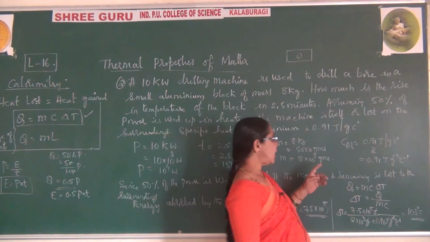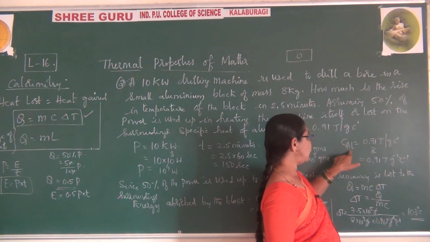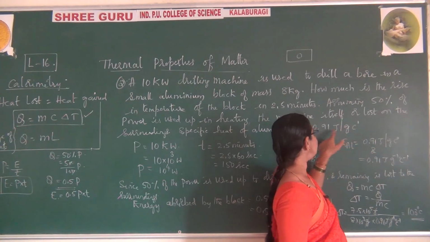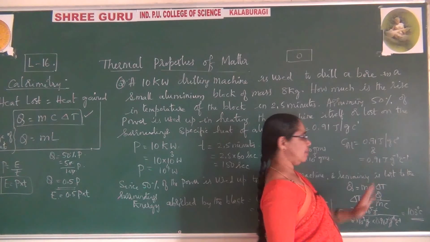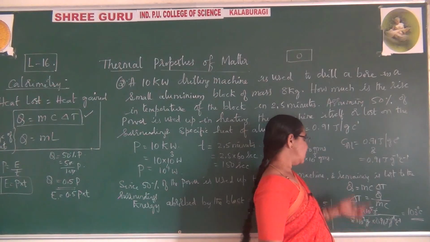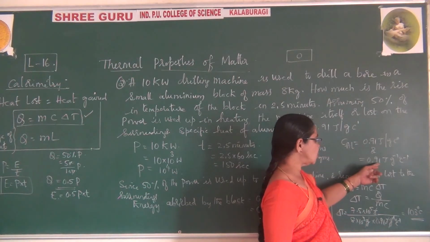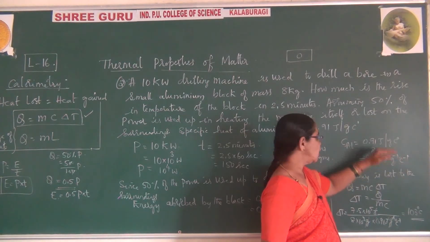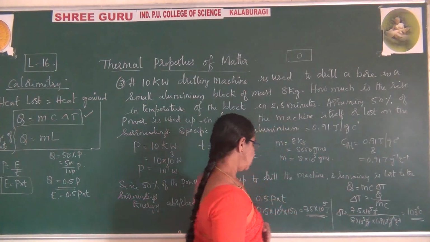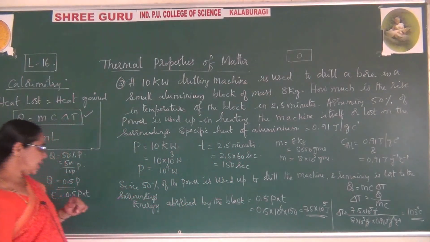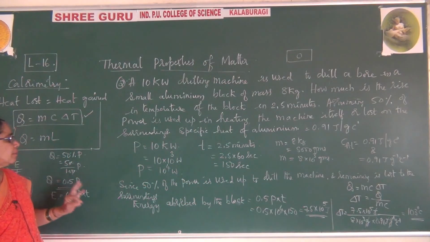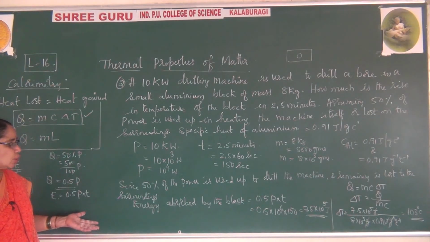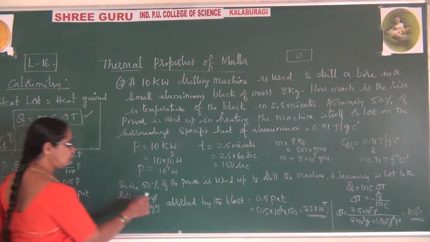The specific heat of aluminium, represented by C of Al, is 0.91 joules per gram per degree centigrade. They have given this in the question itself, so you can write it like this also. If you remove the power, it becomes per gram per degree centigrade, so both are correct. Now in the first step, they have said 50% of the power is used to drill, and the remaining is lost to the surroundings. This condition we have to follow here.